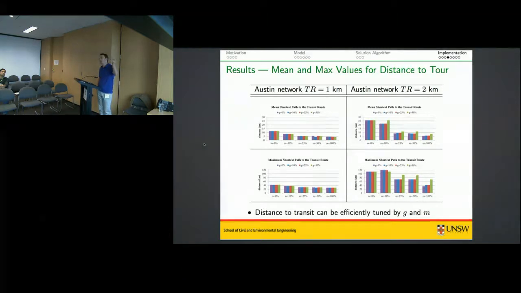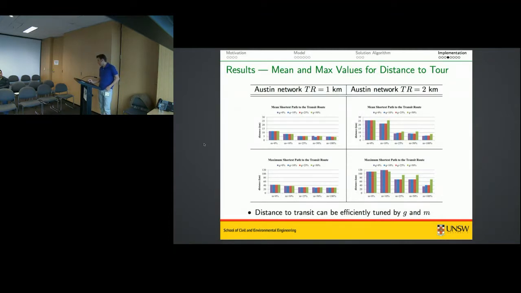As we can see also here, G doesn't affect the output as much as M. Basically, the maximum shortest path and the mean shortest path have a similar trend for TR equal 1. They slightly decrease. For TR equal 2, it's a bit different. We have some different behavior when we discard a lot of centroids. So the green column will generally increase the shortest path, meaning that the assignment is really done differently here. So that's not that a good result for us, but it also means that there is room for improvement.